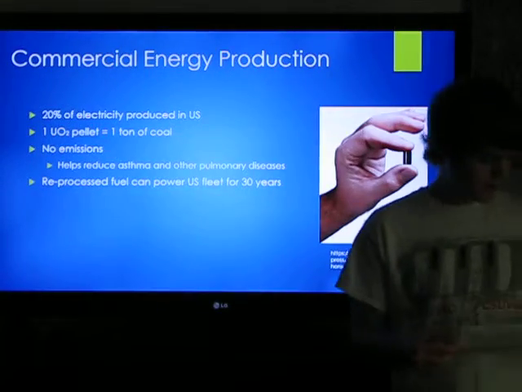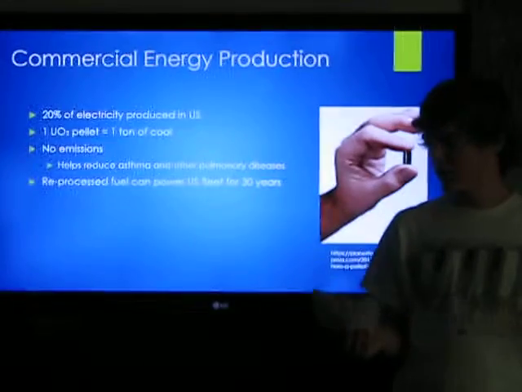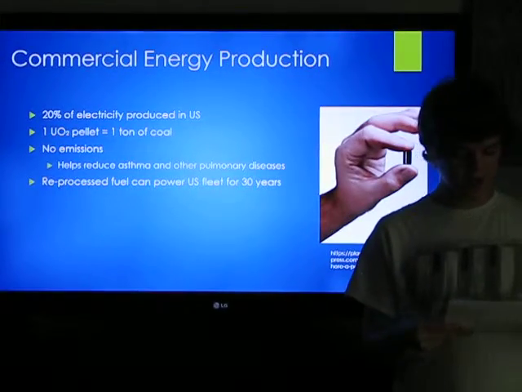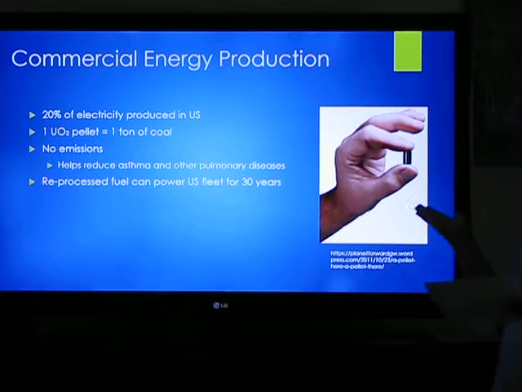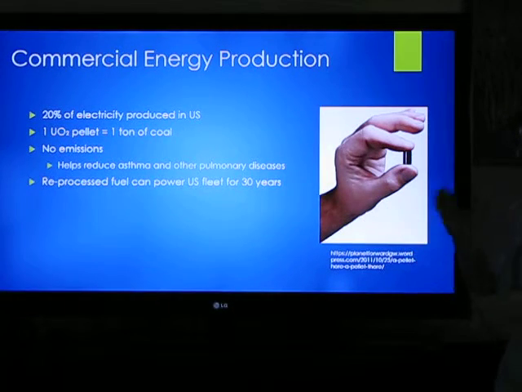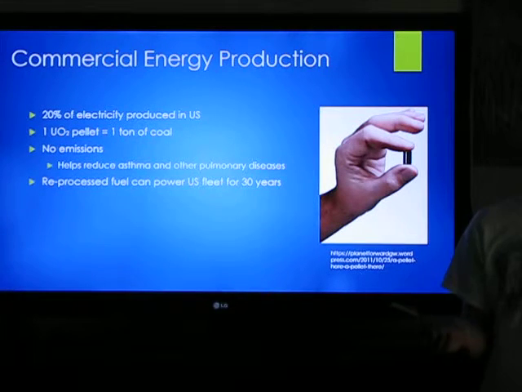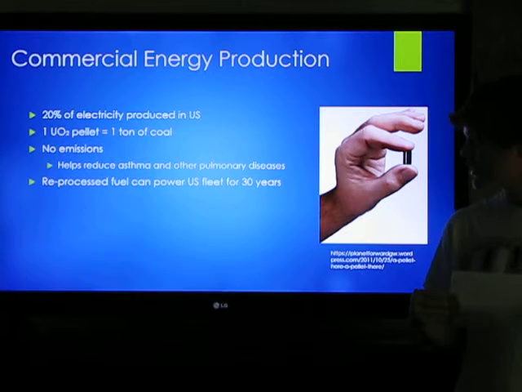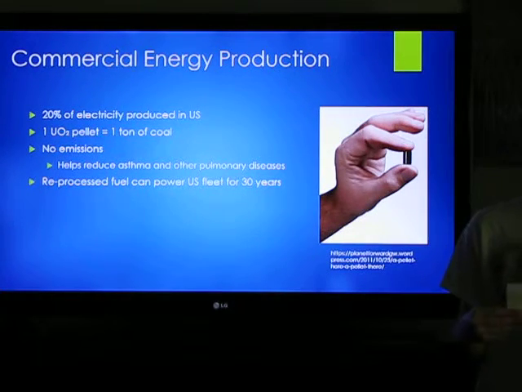And finally, for commercial energy production, about 20% of the electricity in the United States is produced by nuclear energy. It's really efficient. One of these half-inch uranium oxide pellets has about the same amount of energy as a ton of coal. There are no emissions with nuclear energy, which can help reduce asthma and all the other pulmonary diseases.